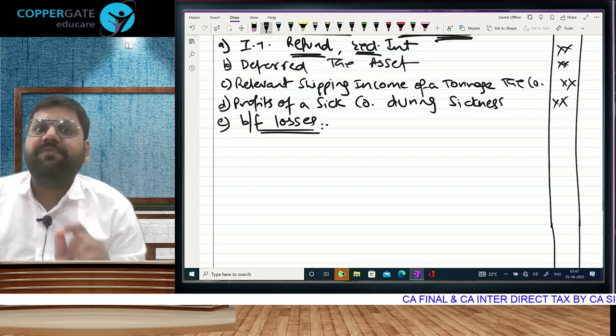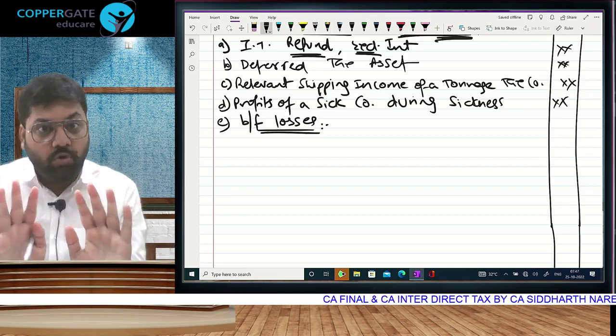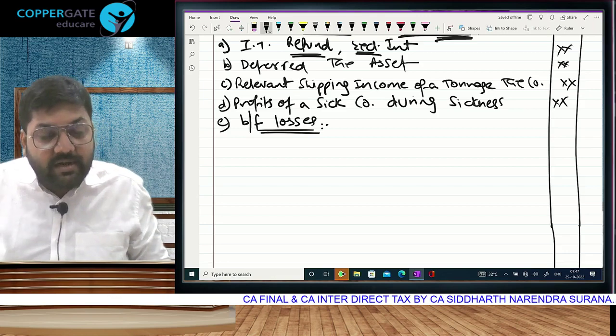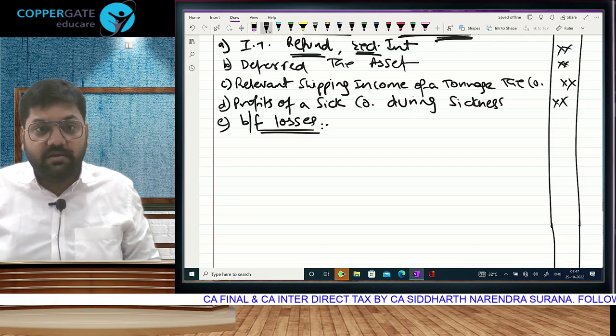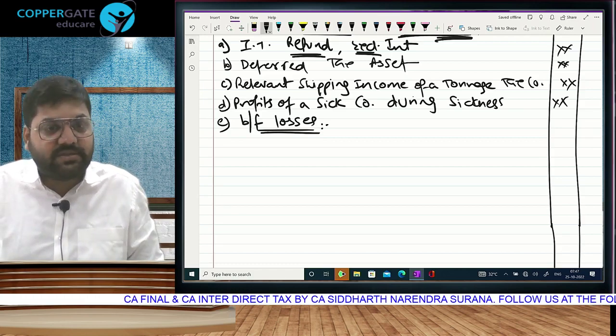But how do we do that adjustment? We first compute our current year income. Listen, we'll first compute current year PGBP. If there is any current year depreciation, we have to give that. If there is any current year loss in any head, we have to adjust that first.